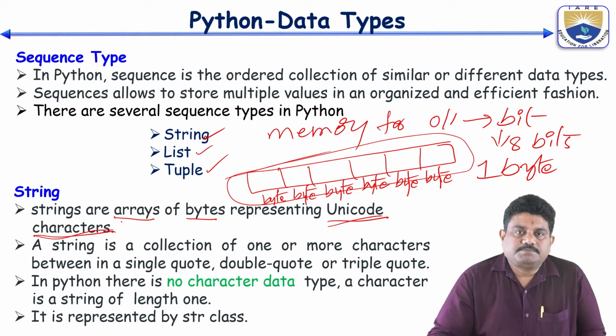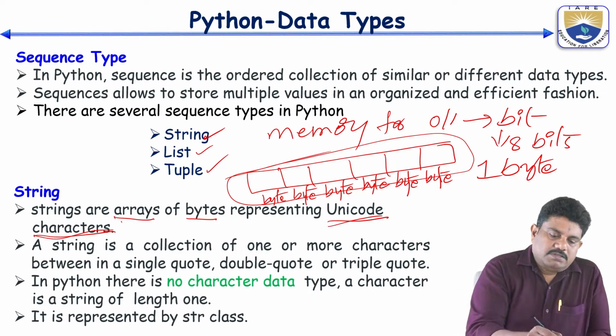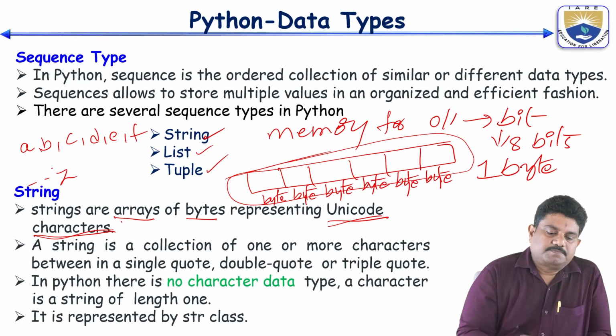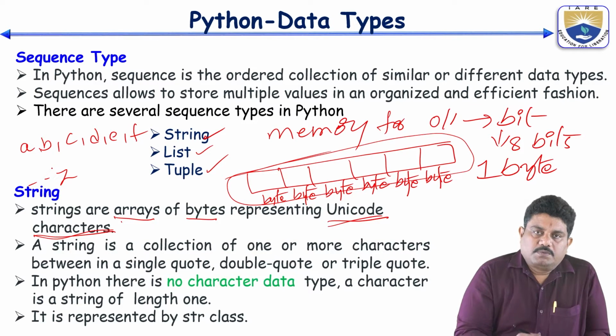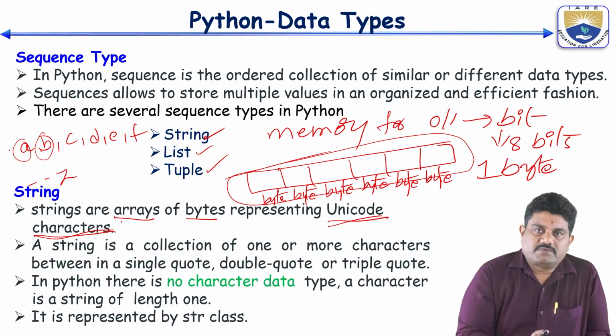For example, these are the symbols we are using as alphabets in English: A, B, C, D, E, F, like that up to Z. A means everybody writes like this only. B means everybody writes like this only, because it is a standardized way of writing the English alphabet. Somebody defined these alphabets and everybody is following.